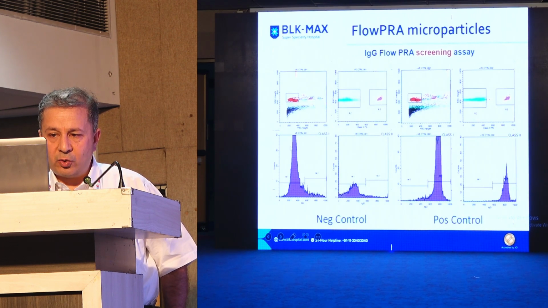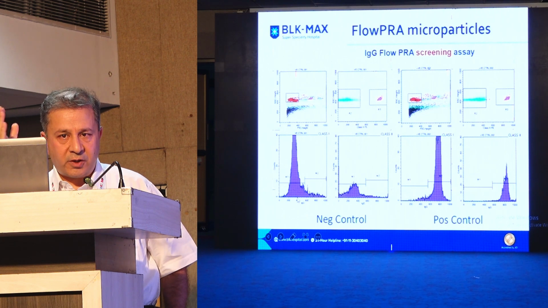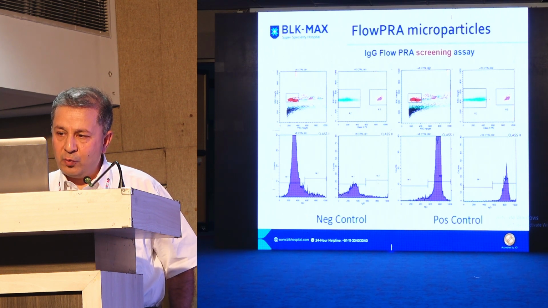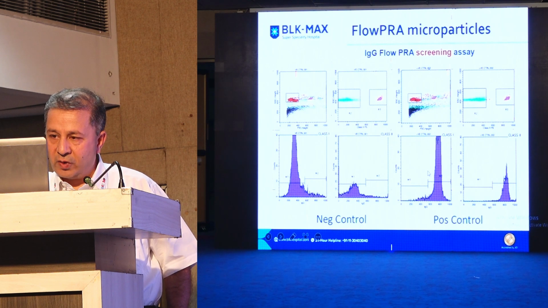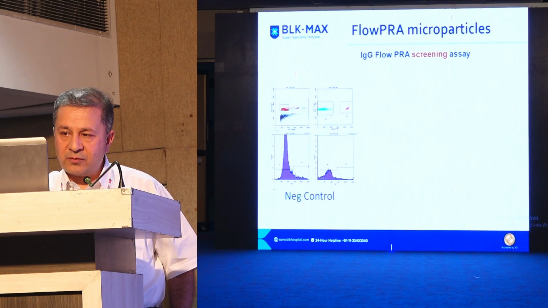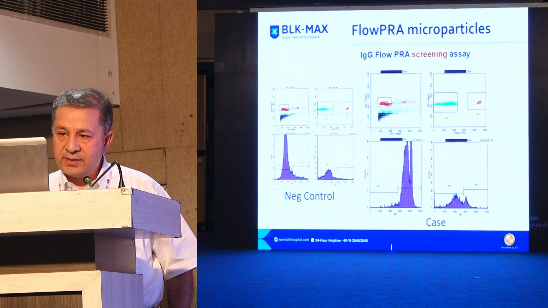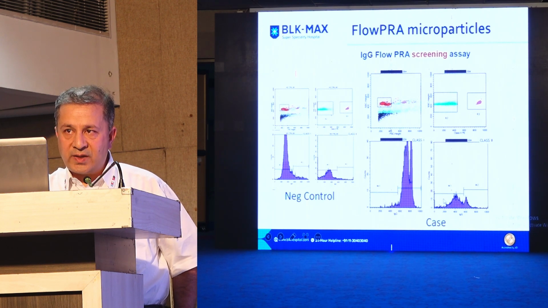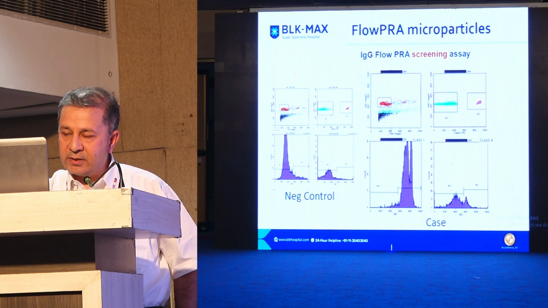So this is a screening assay where we have used this negative control. You can see all the shifts are towards the left-hand side. And as we move to the positive control, the entire thing gets shifted to the right. And in a typical case of screening PRA, just see the negative control and compare what is happening to these assays. They're moving towards the right-hand side and telling you that a screening is positive.